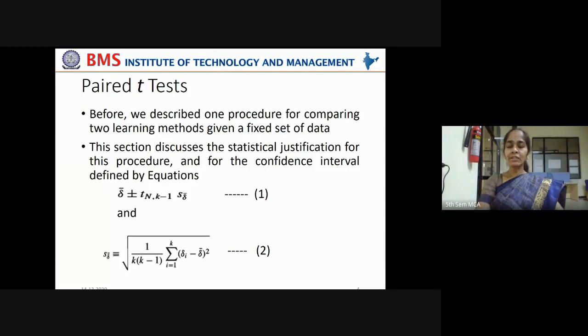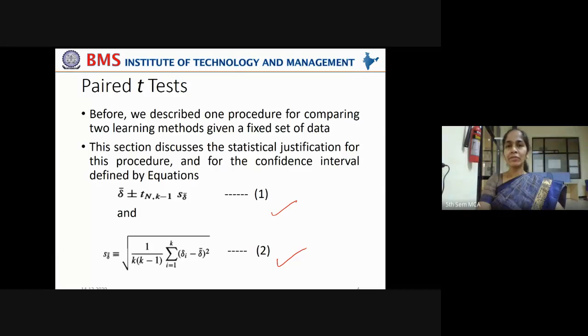Okay, now before, in the previous session we described one procedure for comparing two learning methods given a fixed set of data. That is what I have told you now, k-fold validation, or sometimes we call it k-fold cross validation, right? Now by dividing the data set into 10 partitions, k partitions. Now in this section, we discuss the statistical justification for this procedure and for the confidence interval defined by these equations. Why we need statistical justification?